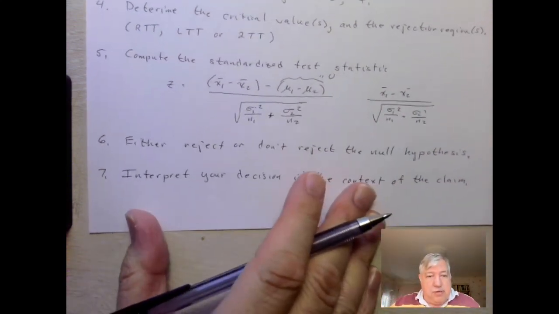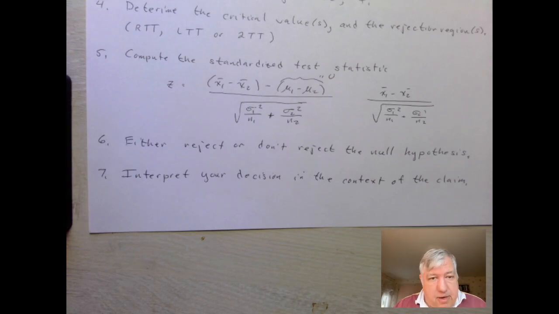And then we just either reject or don't reject the null hypothesis, depending on whether this number is in the rejection region. And then we interpret our decision in the context of the original claim. So we're either going to be rejecting or not rejecting, or supporting or not supporting, the claim. All right. So this is how the game is played.